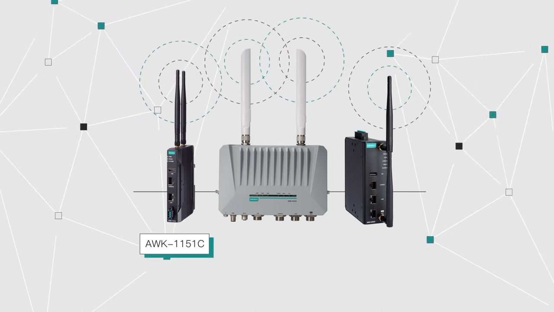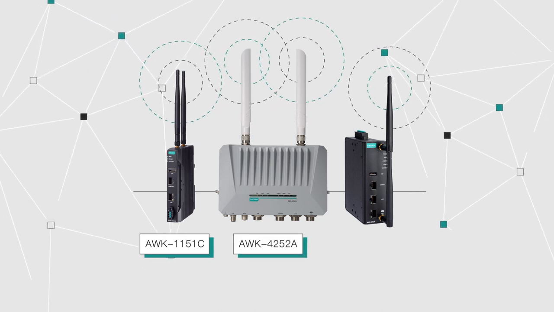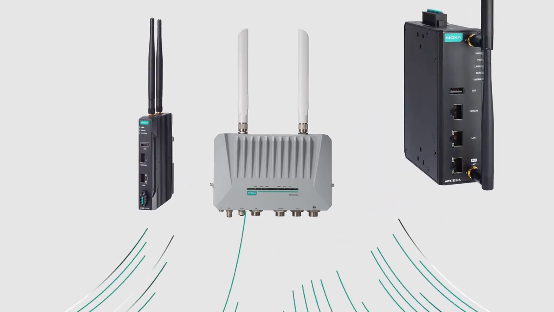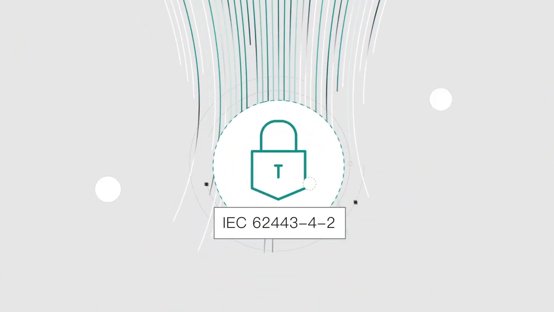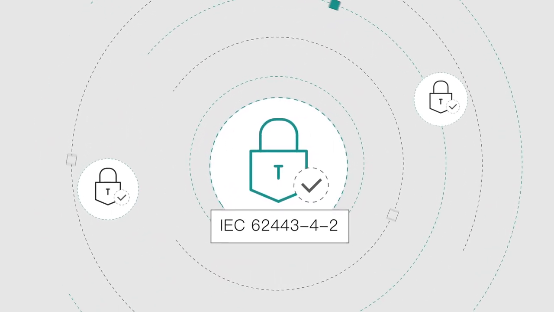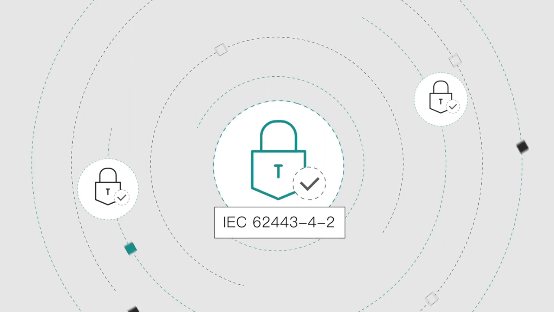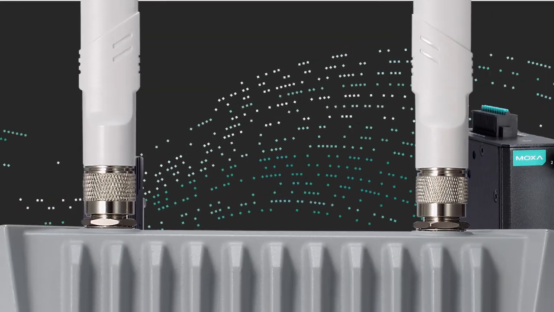Moxa's AWK-1151C, AWK-4252A, and AWK-3252A are the first industrial Wi-Fi devices compliant with IEC 62443-4-2 Security Level 2, providing robust device-level security for an extra layer of network protection.